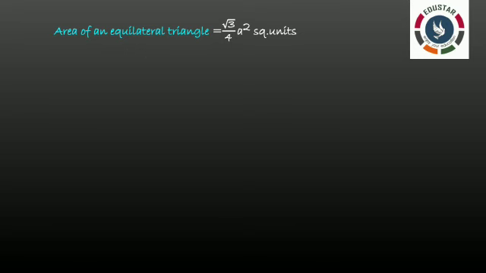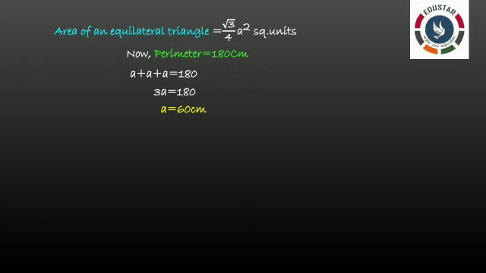What they have given? If the perimeter is 180 centimeter, then find its area. So they have given perimeter, we have to find the area now. Perimeter is equal to how much? 180 centimeter. That will be A plus A plus A is equal to 180 centimeter. So 3A is equal to 180. A is equal to how much? 60. Therefore, the sides of an equilateral triangle is how much? 60 centimeter.